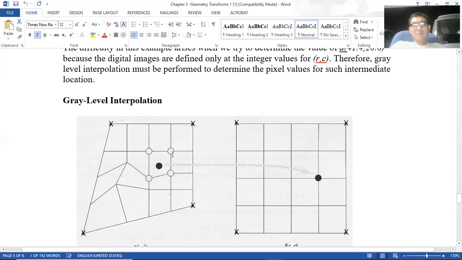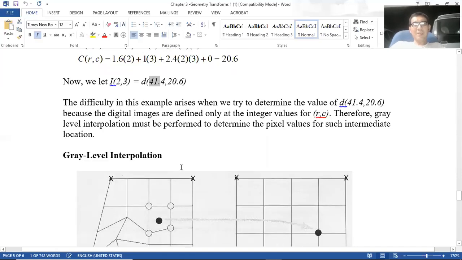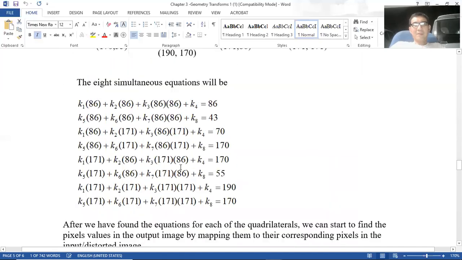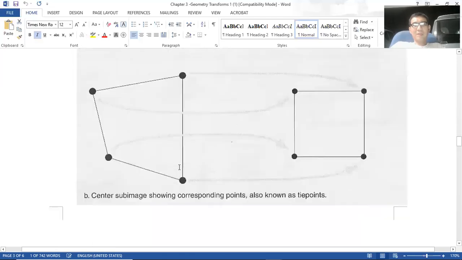So how do we interpret that and find the gray level? Because after all, that is the end result that we want: copy the gray level and put it here. If we get this or this or this or this point, we get the gray level. But what if the location is in between them? How do we estimate the gray level? That's gray level interpolation. So we look at the first part first, that is, how we do the spatial transformation.